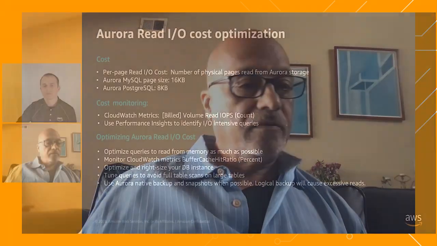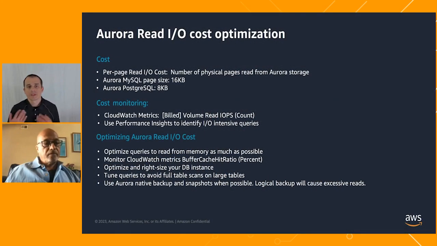So, what about I/O cost optimization in Aurora? We talked about the new I/O optimized instances. If I'm not using an I/O optimized instance, are there things I can do to optimize my I/O costs? Absolutely. There are different approaches for optimizing reads and writes in Aurora.